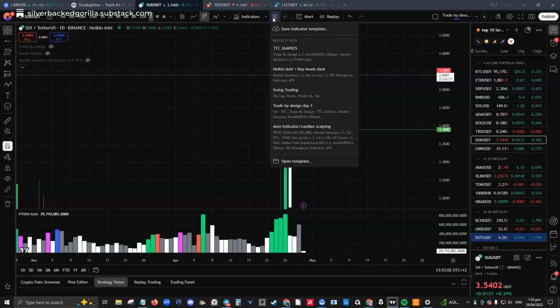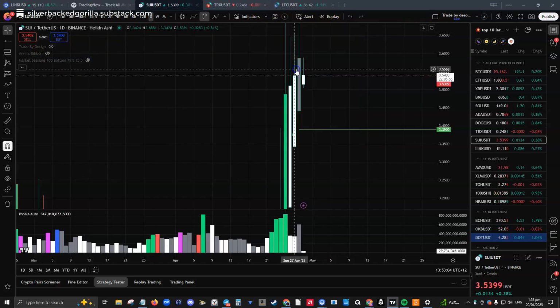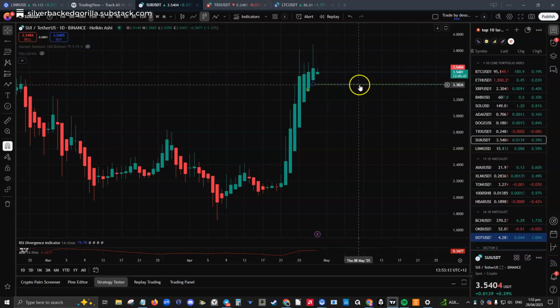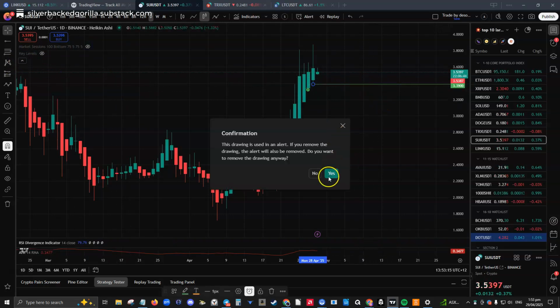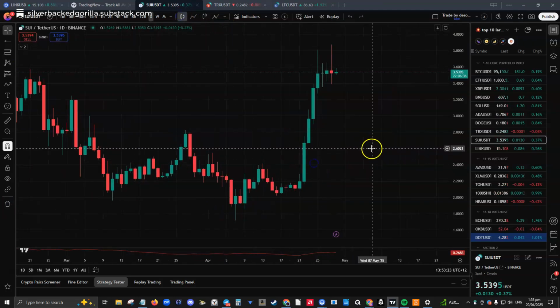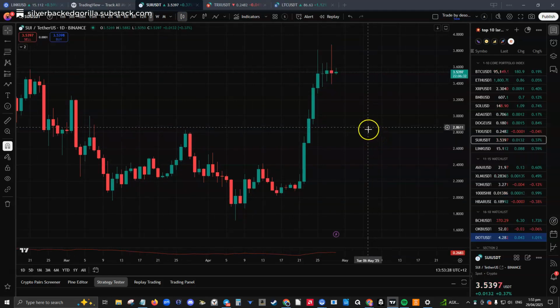So I'll change everything back. I'll even take away the key levels and market sessions. I've got an alarm there, just get rid of that too, sorry. So there's nothing on my chart. Nope, there's nothing there. So this is a nice clean chart. This is how it comes straight out of the box if you are using TradingView charts. Obviously this is what I'm using.